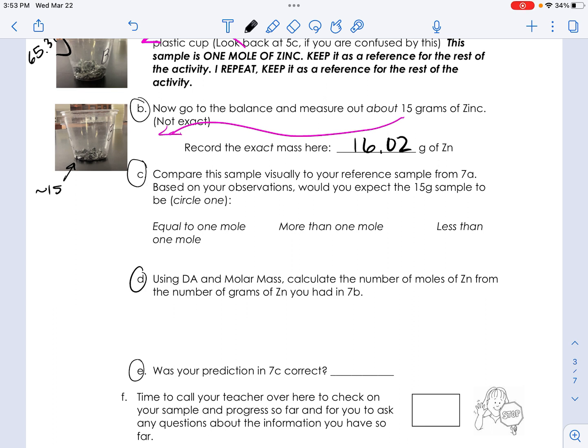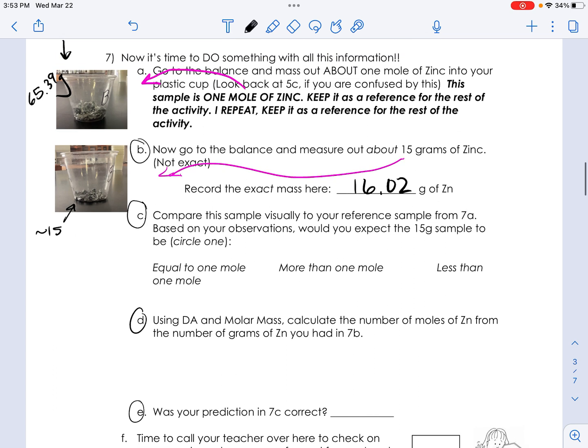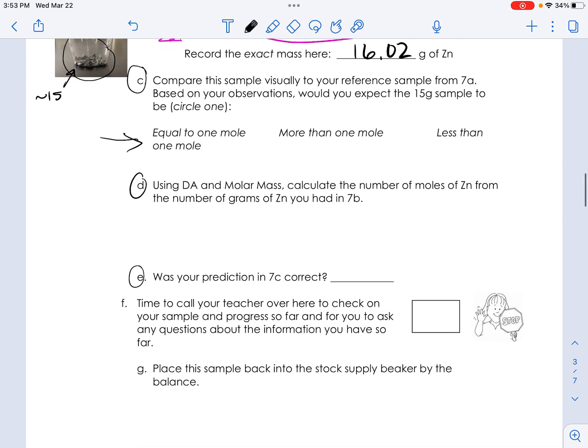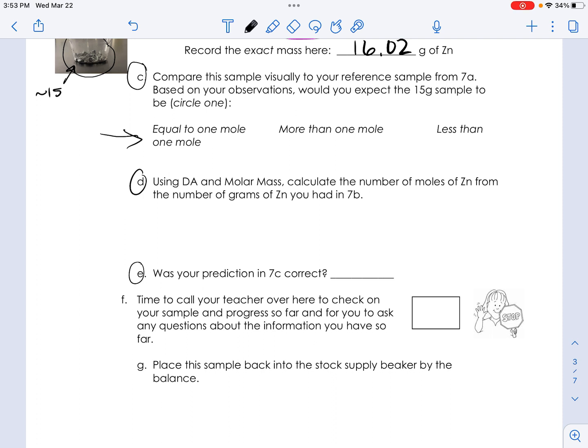All right, it says compare this sample visually to your reference sample. Based on your observations, would you expect the 15-gram sample to be equal to 1 mole, more than 1 mole, or less than 1 mole? So you can see how much is in this cup versus how much is in this cup, and then circle which choice you think. Letter D says using DA and molar mass, calculate the number of moles of zinc from the number of grams of zinc you had in 7B. So in 7B, we had 16.02 grams, okay?